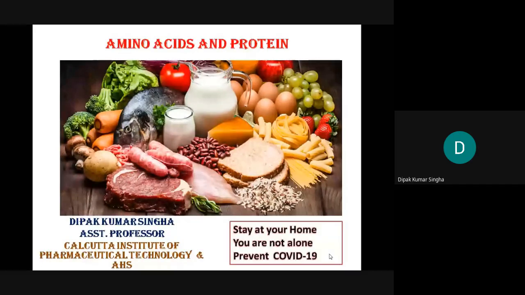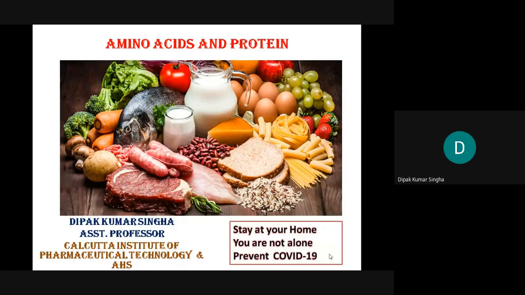Just after completion of chemistry of carbohydrate, today we discuss the chemistry of amino acids and proteins. Amino acids and proteins are very much correlated compounds. The polymer of amino acids is known as protein. Generally there are 300 amino acids in nature, and out of these 300, 20 amino acids are present in our body.